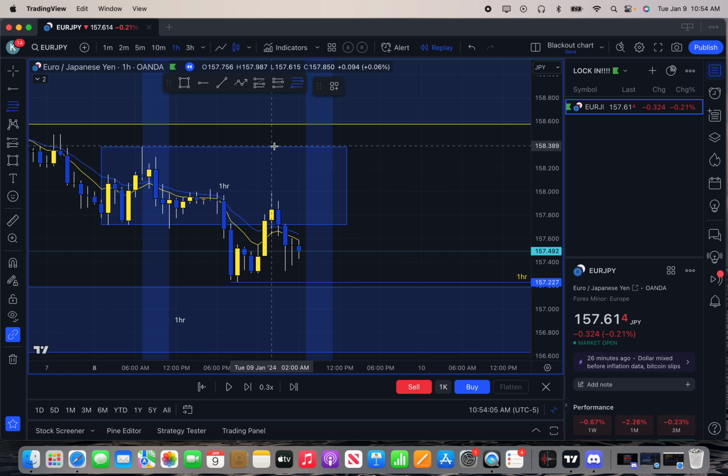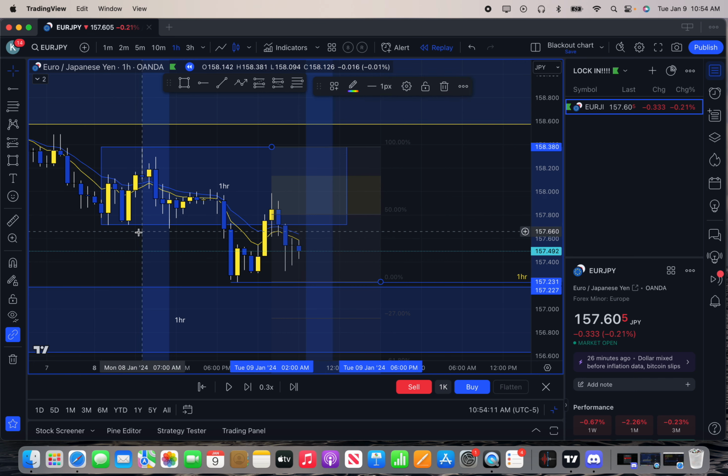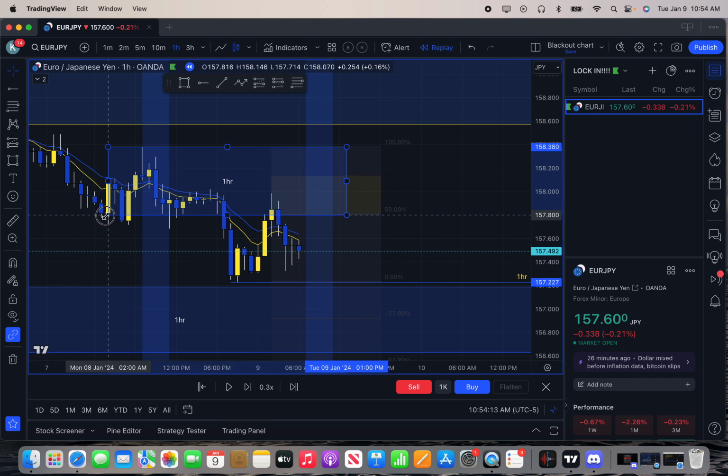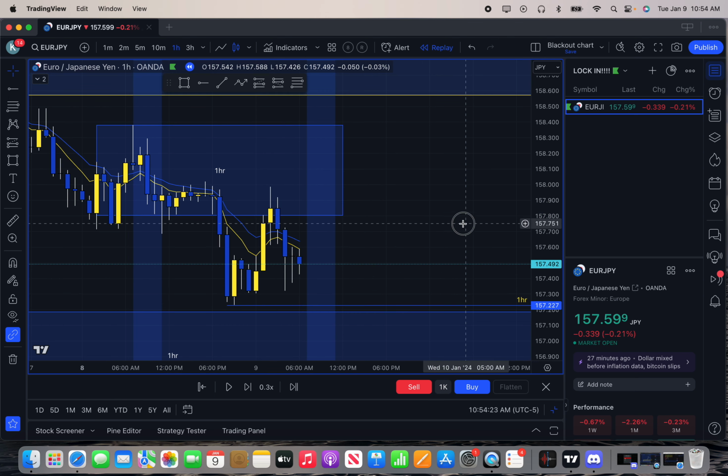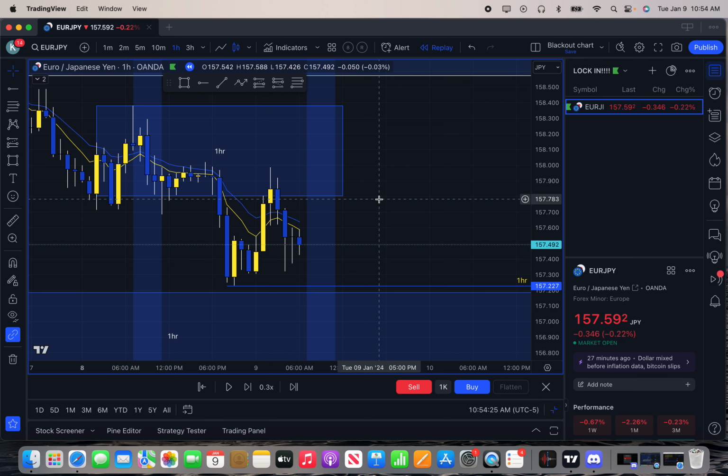So I want to measure, make sure it falls within the 50% retracement area. It does not, so we're going to pull it back. I do see this candle and this little gap right here falls perfectly within there. So we want to have it there. So boom. Now let's analyze what the market has done so far.